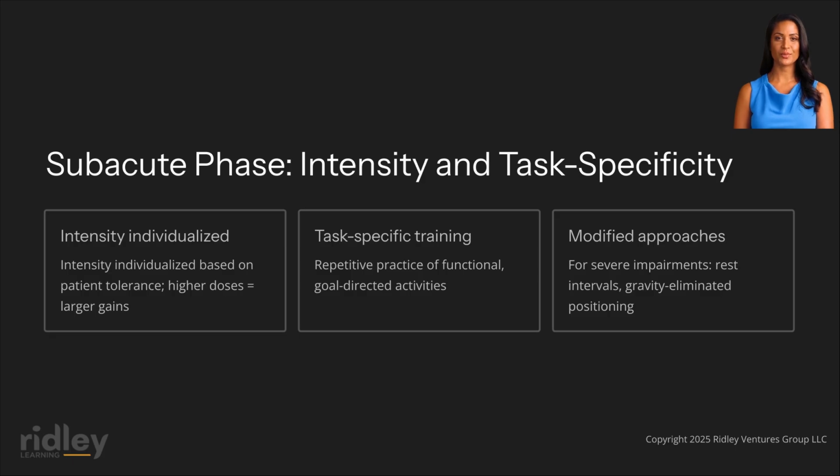Task-specific training, which involves repetitive practice of functional activities relevant to the patient's goals and daily life, represents the cornerstone of evidence-based subacute stroke rehabilitation. The neurobiological basis for task specificity relates to the principle that neural circuits are most effectively strengthened through repeated activation in functional contexts, with the brain's plasticity mechanisms responding preferentially to meaningful, goal-directed activities rather than isolated muscle exercises or passive interventions. This approach requires careful analysis of the component skills underlying functional tasks, with training progressing from simpler to more complex task variations as patient competence improves.